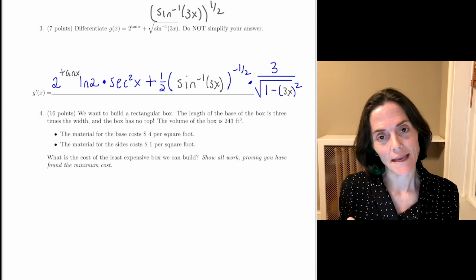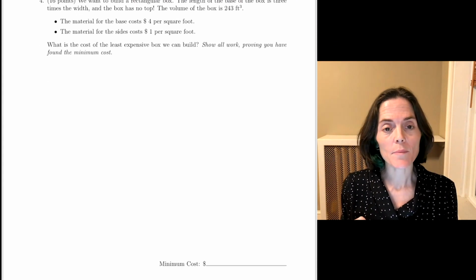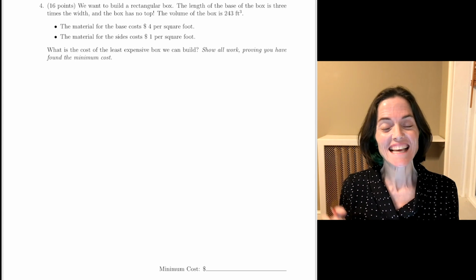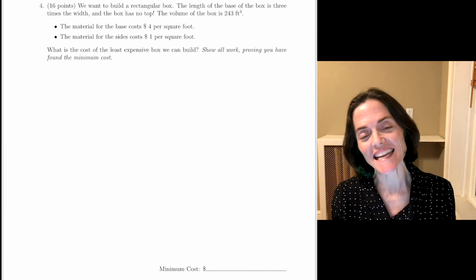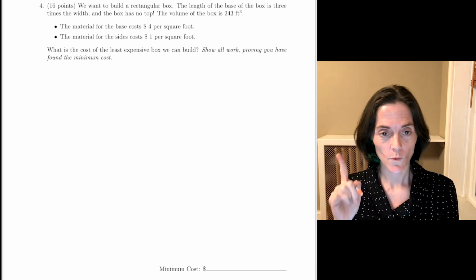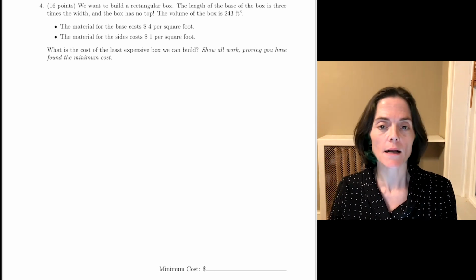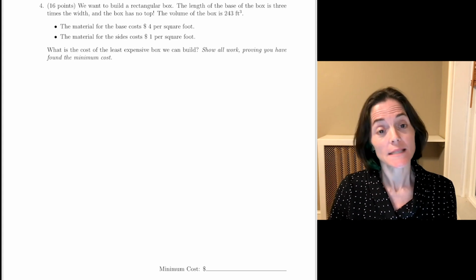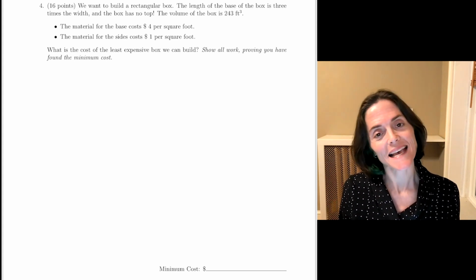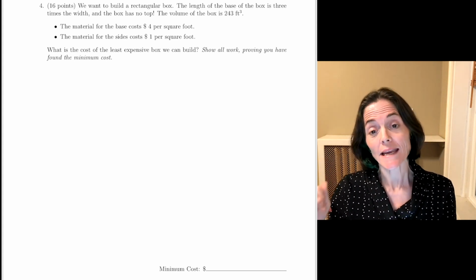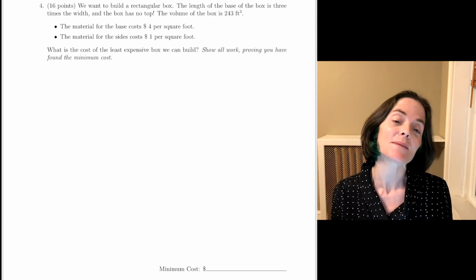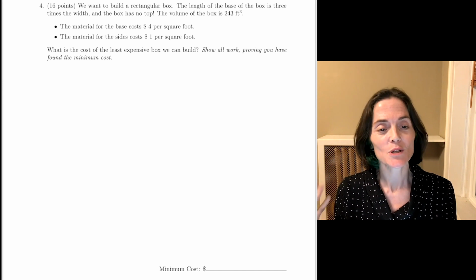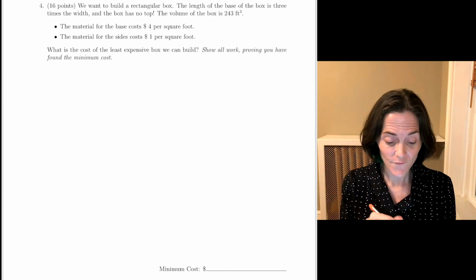That was number 3. Now number 4. Oh goodness, this is our optimization problem. These are really fun, but I understand students struggle with these. We want to build a rectangular box. The length at the base of the box is 3 times the width, and the box has no top. We are given the volume, and we're given information about the cost of the material for the sides. We want to minimize the cost.